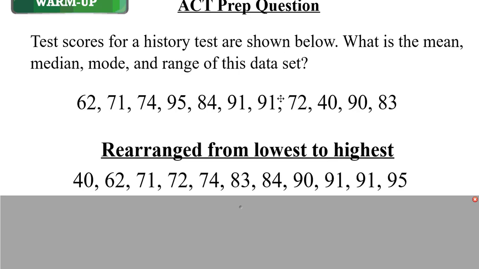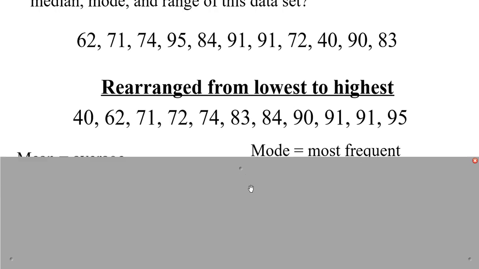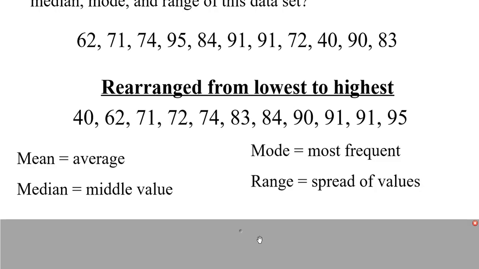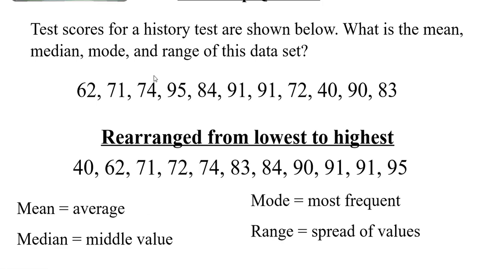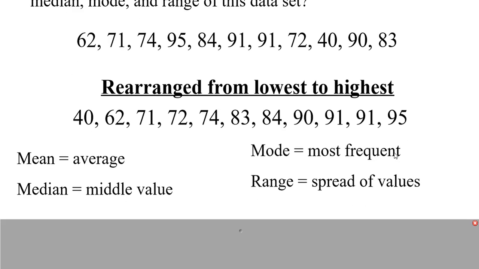Okay, so the mean, median, and mode. Well, we should probably define them at first. The mean is the average value. So how do you find the average? You add all the numbers up and you divide by however many there are. There's 1, 2, 3, 4, 5, 6, 7, 8, 9, 10, 11, it looks like, if I counted right. So I'd add them all up, divide by 11, that's the average.